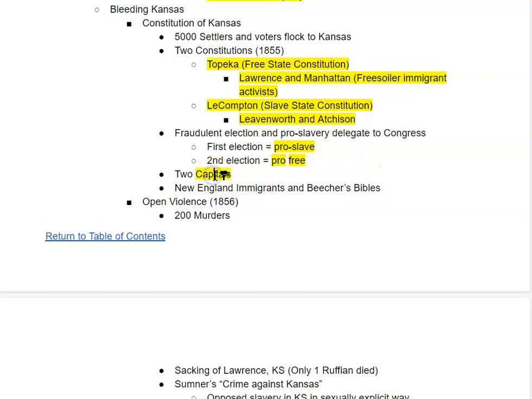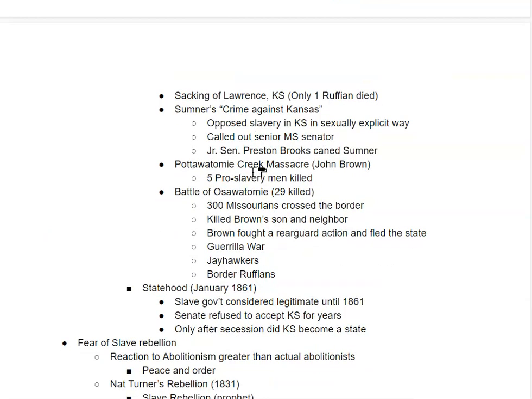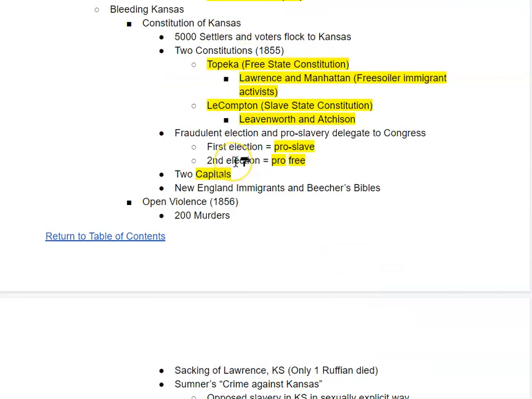They have two capitals, and they send both constitutions to Congress and basically put this issue that Congress had tried to push off to the states back in Congress's lap.